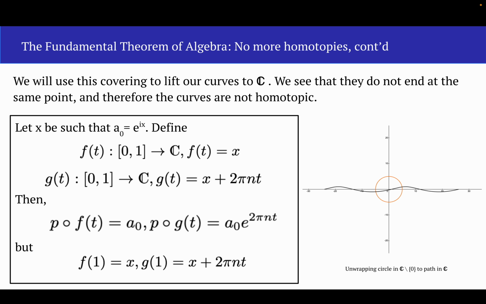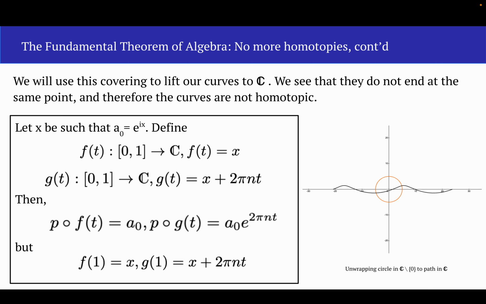Essentially, if you've taken complex analysis, what we're doing is taking a branch of the logarithm function. Since what we're about to do is essentially define an inverse function, so that when we compose it with e to the ix, we recover our original functions. We're going to define a continuous branch of log and pick the starting point x such that a0 is equal to e to the pi x. Then we'll argue that these two curves, when starting at the same point, if they were truly homotopic, should end at the same point in the complex plane.